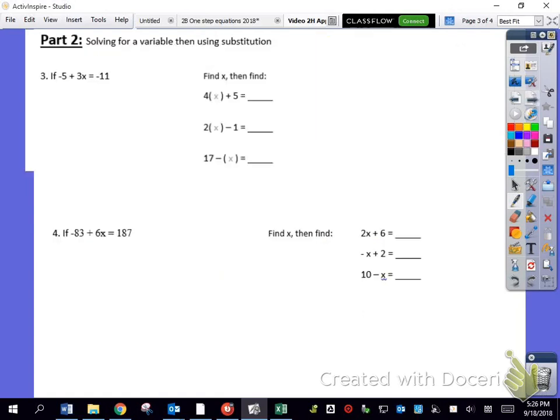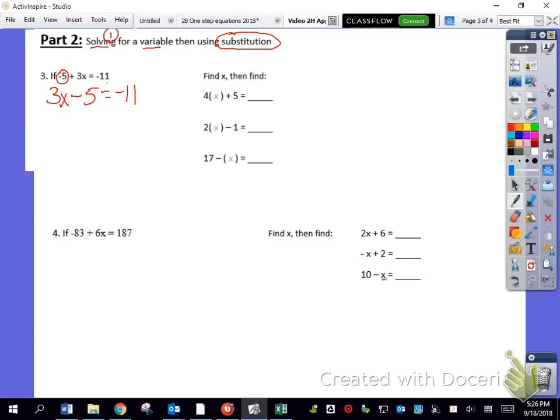The next one, number 3. So first it says solve for the variable, and then I'm going to use substitution. So very first thing, number 1, I need to solve. Okay, so that's what I'm going to do first. I'm going to rewrite this, 3x, instead of plus 5, it's minus 5 equals negative 11. Now I'm going to solve.